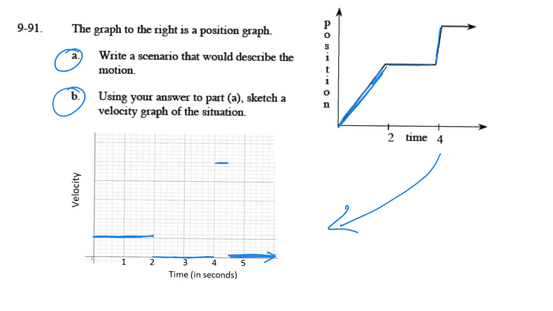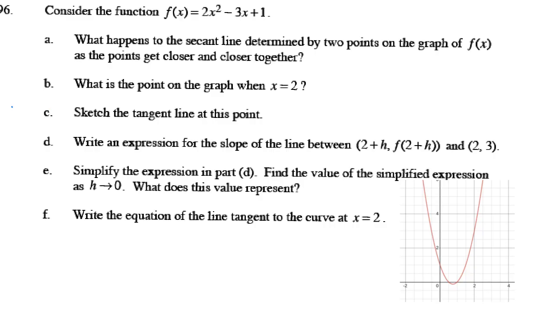So here we go. Here I changed my position graph to my velocity graph. We'll go over question 96. Consider the function f of x is equal to x squared minus 3x plus 1. What happens to the secant line determined by 2 points on the graph of f of x as the points get closer and closer together?